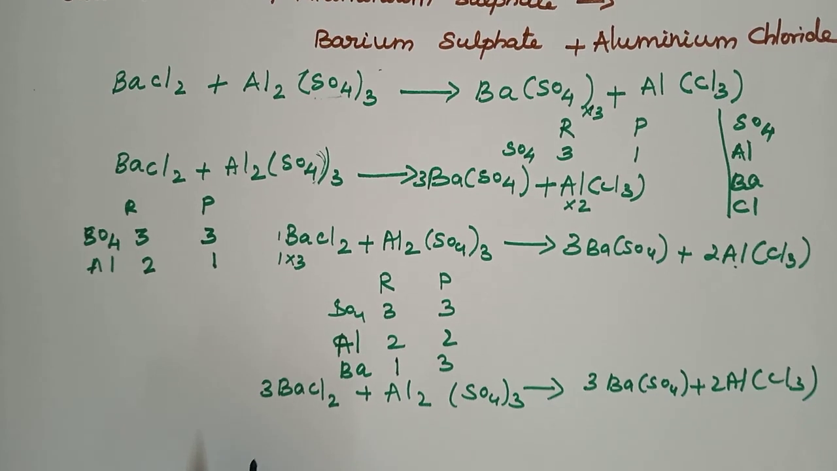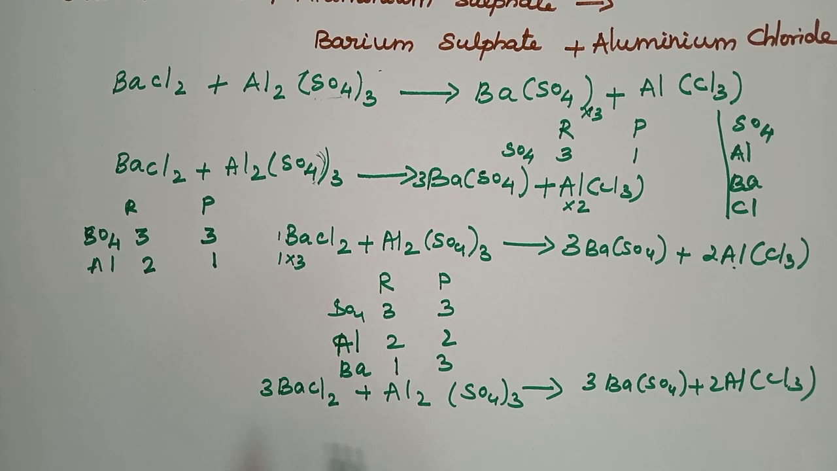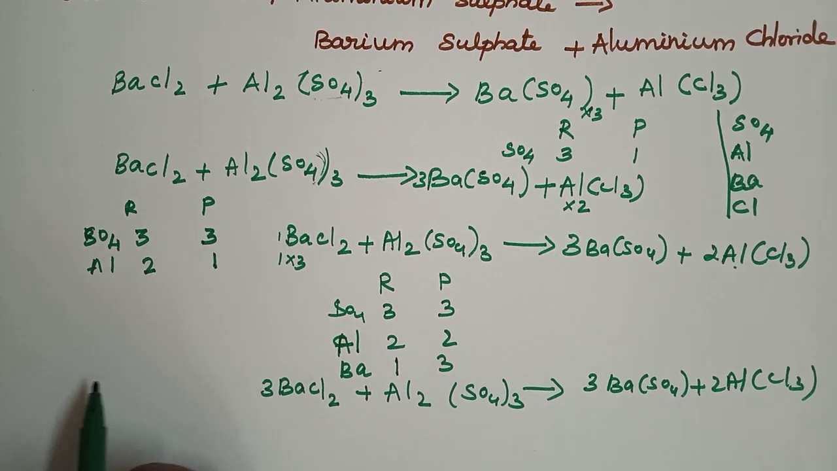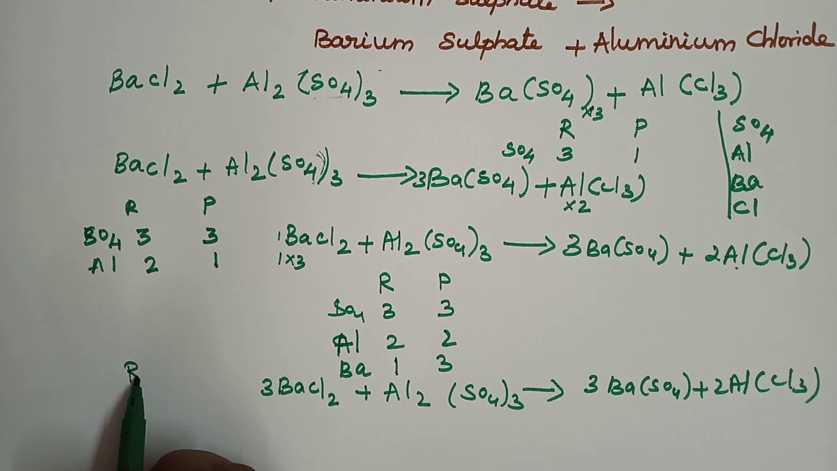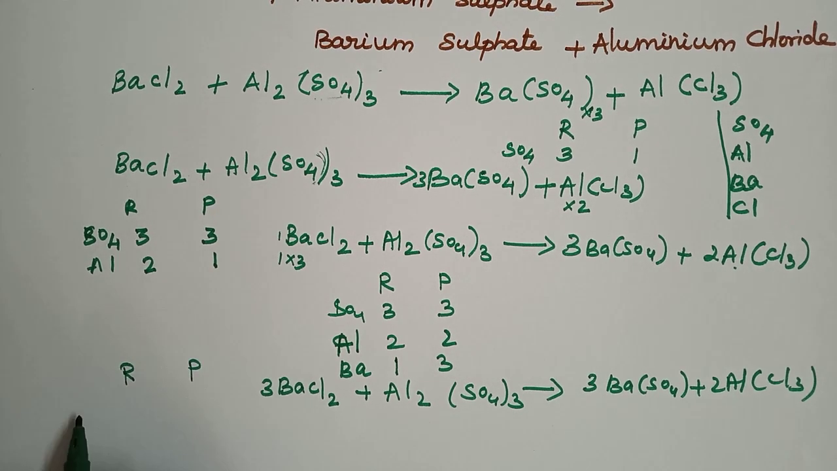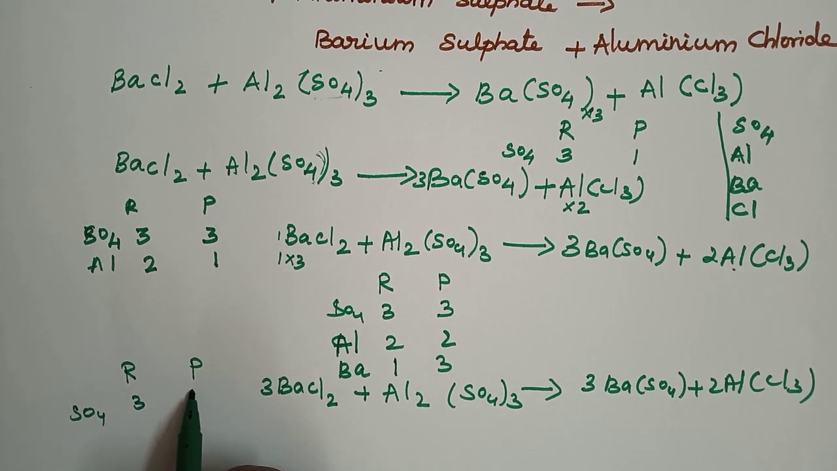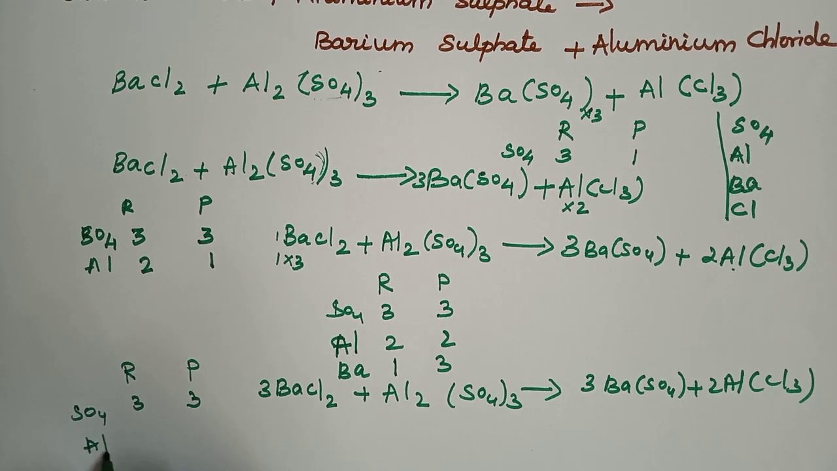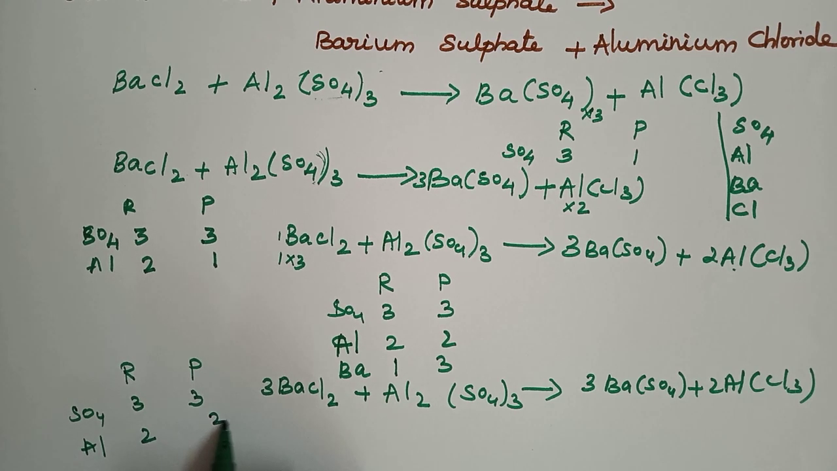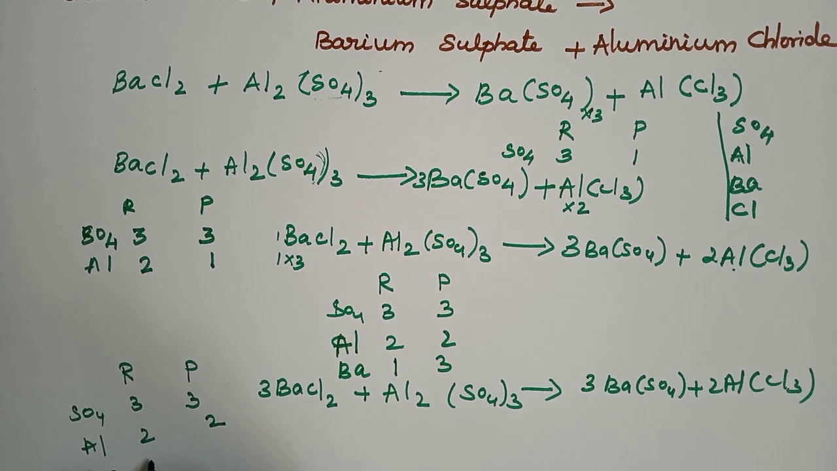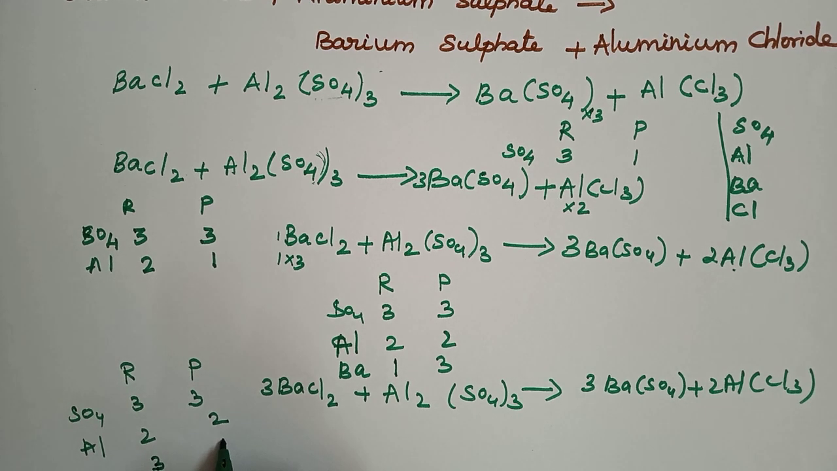Understood? Okay. Now, shall we check once again? Reactant, product. So, SO4, how many? 3, 3. Aluminum, how many? 2, 2. Barium, how many? Reactant side 3 as well as product side also 3. Yes or no? Yes. Next what we have to do?